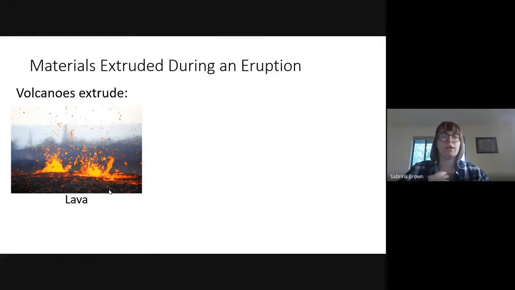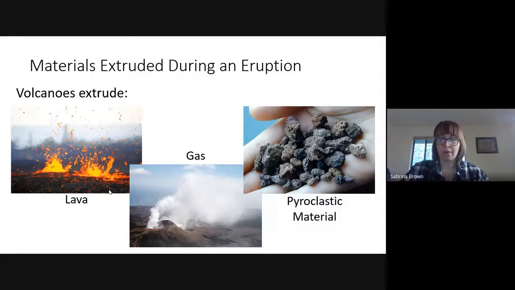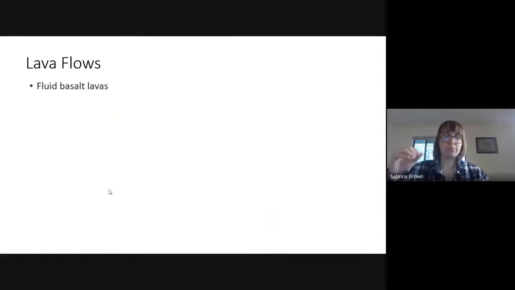All right, so volcanoes can also extrude different material, right? They erupt and create different material during these eruptions. So they spit out, extrude, spit out lava, gas, and what we call pyroclastic material. So lava flows are one of the things that volcanoes extrude. And there's two different types of lava flows.